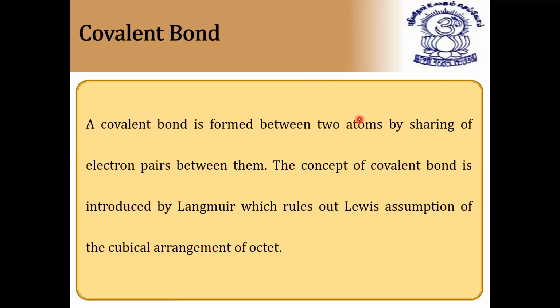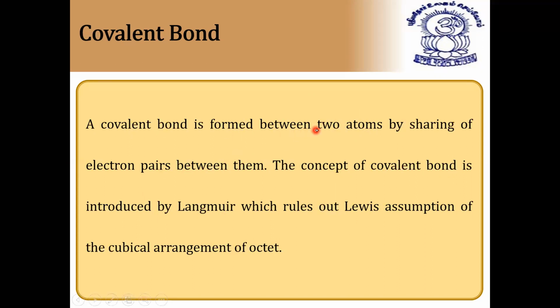So what is a covalent bond? A covalent bond is formed between two atoms by sharing of electron pairs between them. In the case of an ionic bond, transfer of electrons takes place, whereas a covalent bond is formed by sharing of electrons. The concept of covalent bond was introduced by Langmuir, which rules out Lewis' assumption of the cubical arrangement of octet. So two atoms can combine by means of sharing of electron pairs.